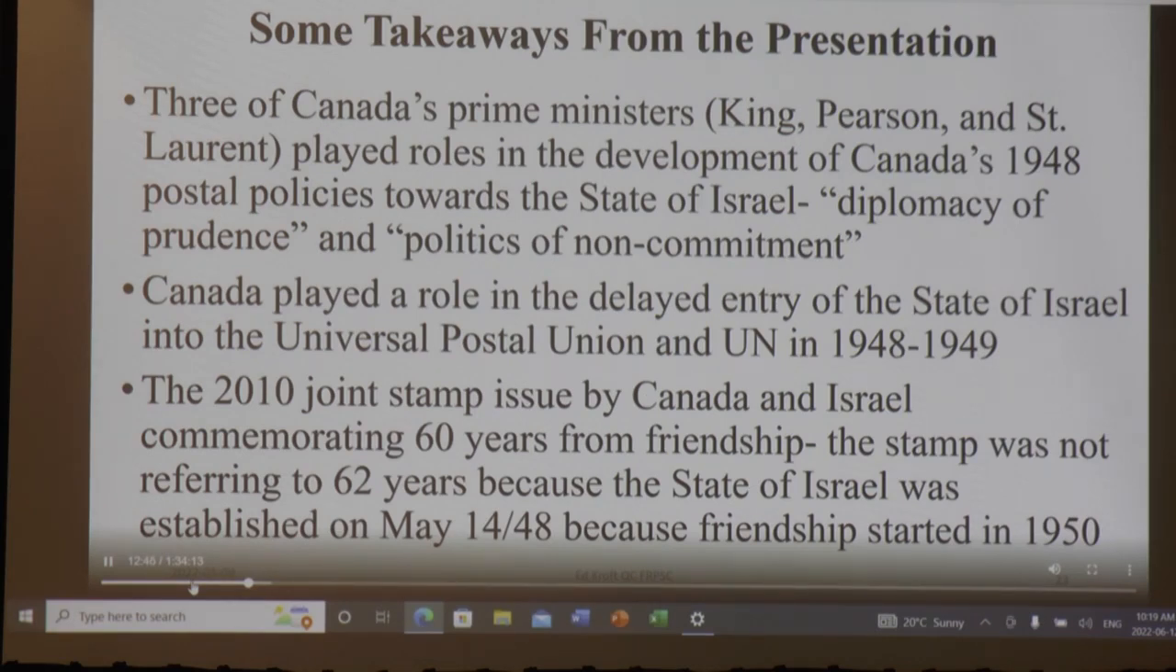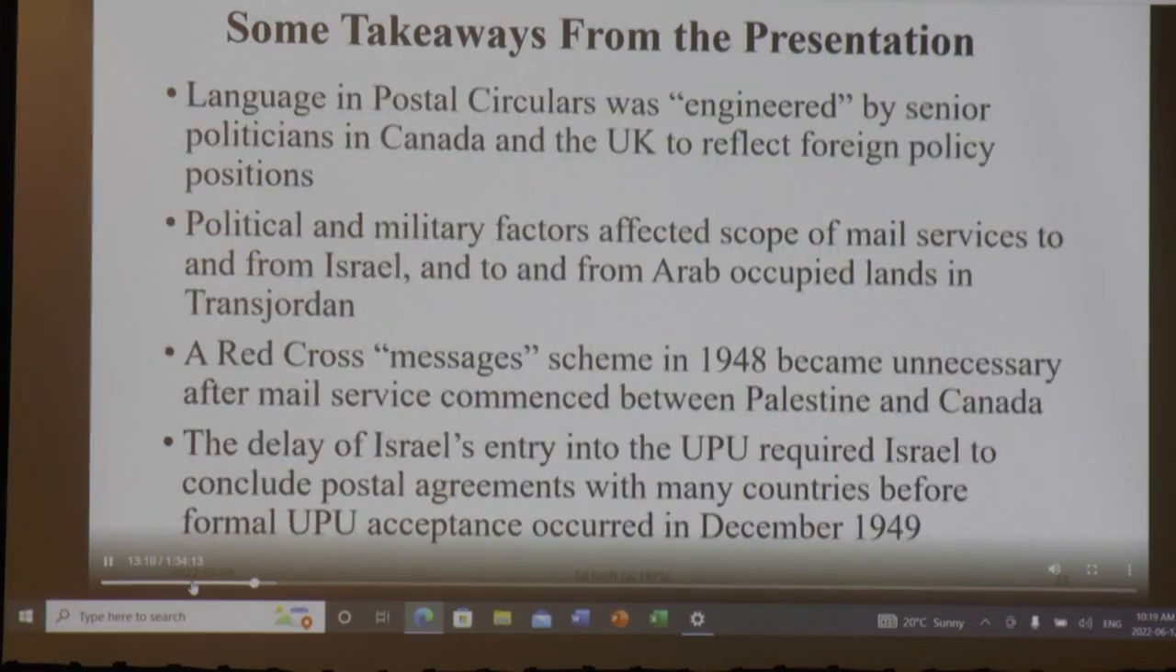Some of you may not know that Canada had a seat on the UN Security Council in late 1948 and did not support Israel at that time in its entry in late 48 into the United Nations. So it's not a wonder, when we look at the 2010 stamp that was issued by the joint countries, that the two countries came to the conclusion that their friendship really started in 1950 and not in 1948. And that's why the stamp was issued in 2010, and that's why 60 years is the number of years referenced on the stamps.